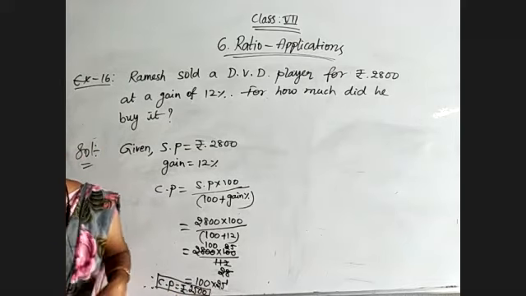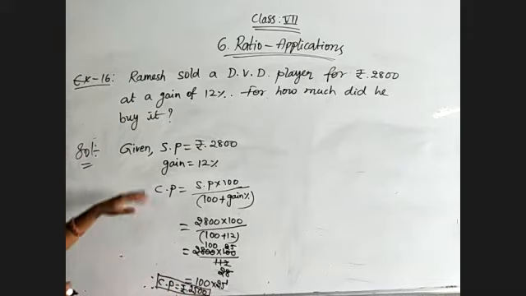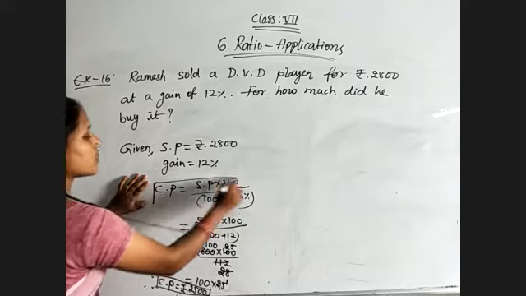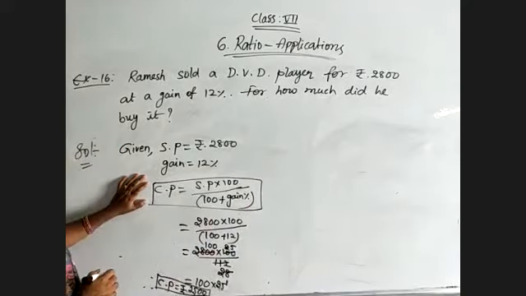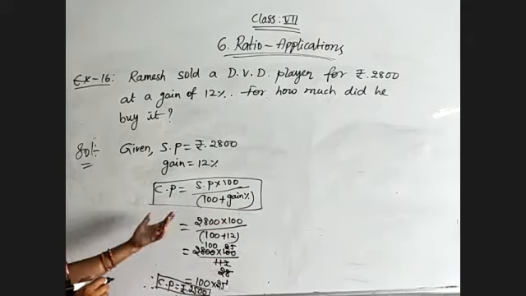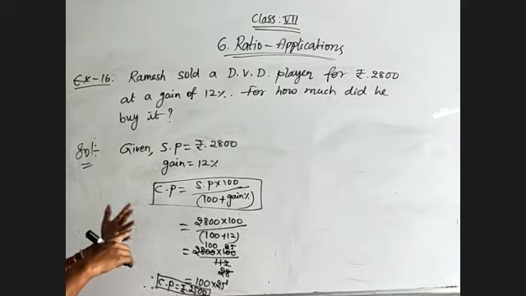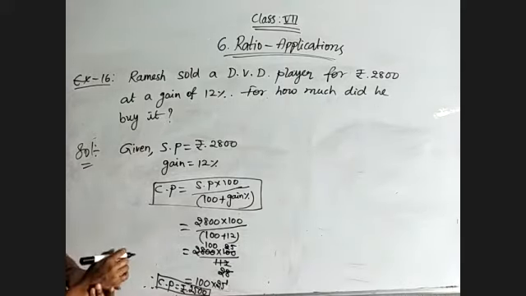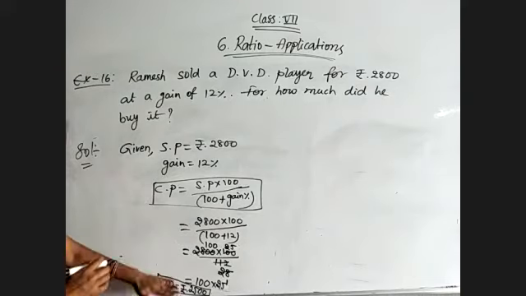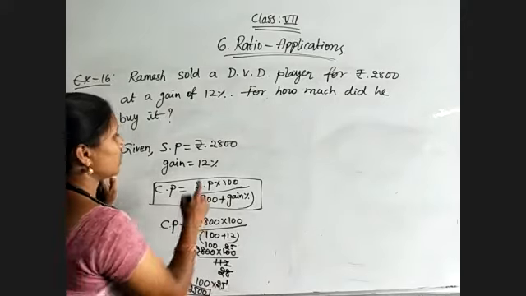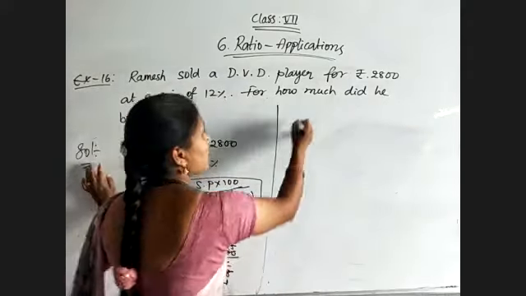Okay, once again observe this problem. Here they are asking for CP, and the formula related to CP, SP and gain percentage is CP is equal to SP into 100 by 100 plus gain percent. Otherwise by using the same formula, SP is equal to CP into 100 plus gain percent by 100. Substitute all the values. By doing so, we will get the CP value. Okay, and then another method, the proportion method.